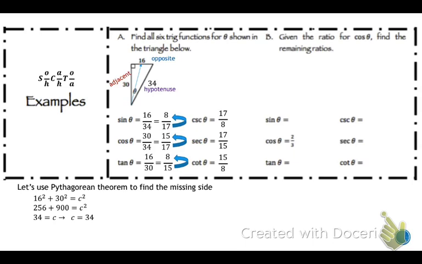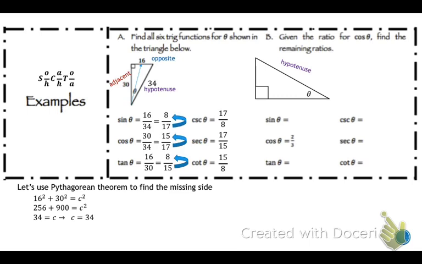Okay, let's look at example B. So given the ratio for cosine, we need to find the remaining ratios. So we're given that cosine of theta equals 2/3. So I'm just going to draw a right triangle. There's my right angle, there's my theta. Now cosine is, oh wait, before we do that, let's label our sides.